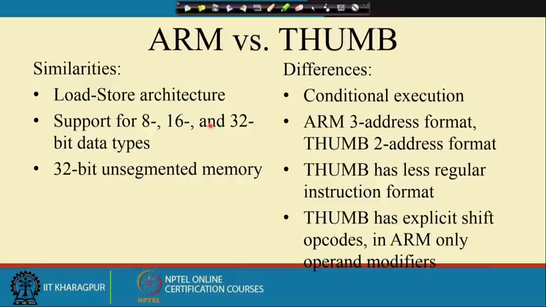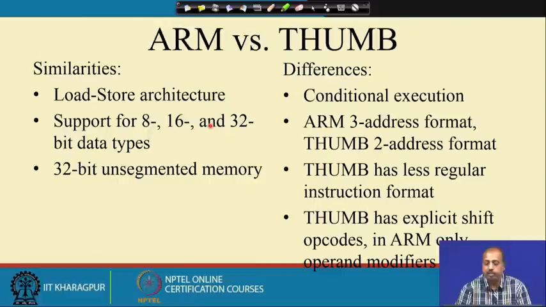ARM in general has a 3 address format, whereas thumb has a 2 address format. That is, the destination and the first source operand are the same. So, it goes back to the conventional instruction style. Then thumb has a less regular instruction format, not as regular as ARM, and it has explicit shift opcodes.